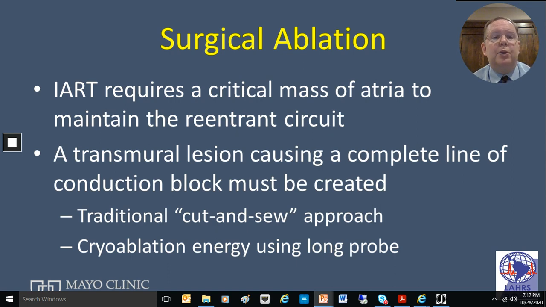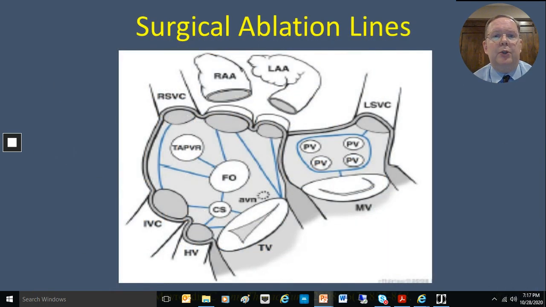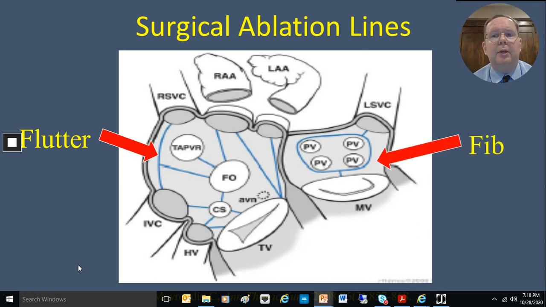The newer techniques use cryoablation energy using a very long probe that can be molded to the shape of the heart and then used to make very good lesions. As we notice that if we put right-sided lesions in, and there's a standard set of lesions that can be found in several articles, this will decrease the chances of flutter, but if there's atrial fibrillation, we need to add the additional left-sided lesions around the pulmonary veins and connecting this to the left superior vena cava and mitral valve when present.